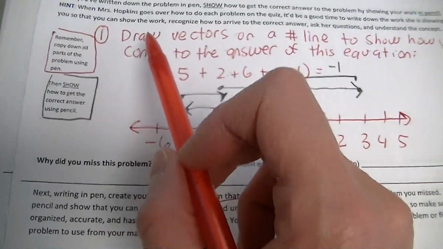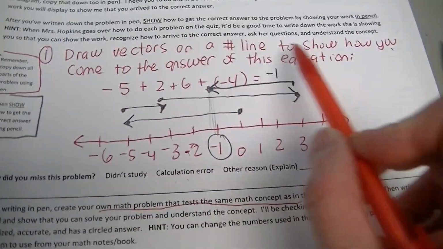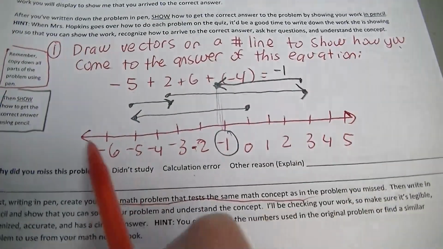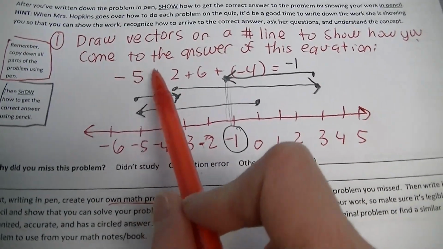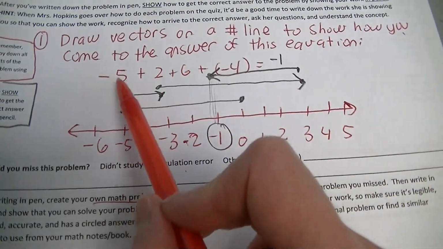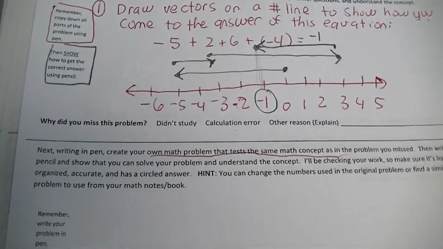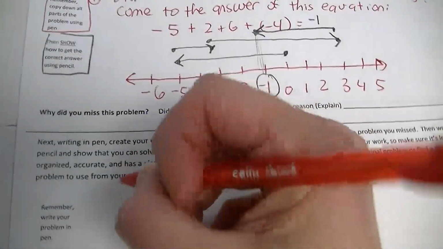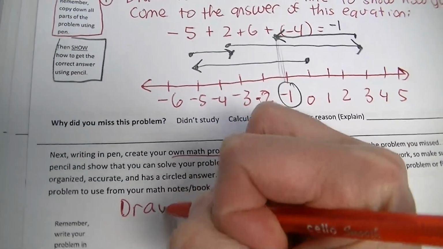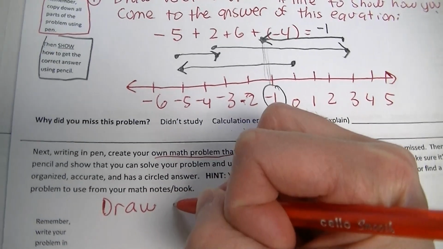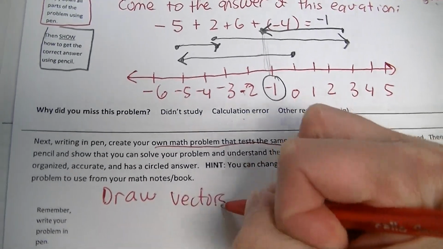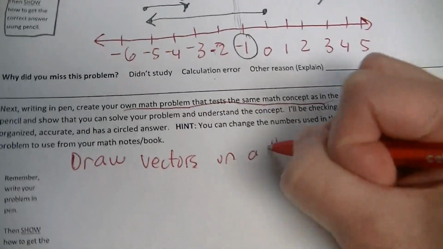So, yep, I know it is a pain, but you do have to copy everything down, the directions and a number line, but the only thing that I'm going to change are the numbers right here, okay? So you want to have the same concept in a similar problem. So again, we're going to write out all the directions, draw vectors on a number line.